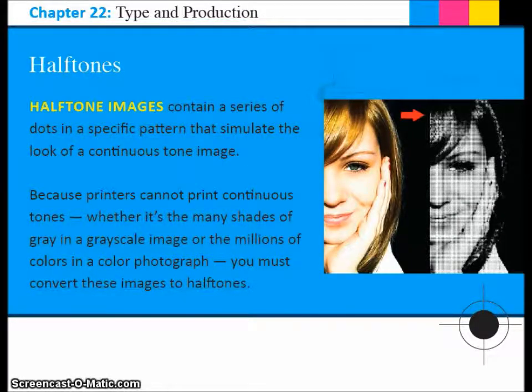A halftone image is a term that's used for converting a photo, an actual photograph, over to being able to be printed. It's called that because it contains a series of dots in a very specific pattern. You can see in the photo there, a color photo has been converted into a black and white halftone for print that simulates the look of a continuous tone. Because the printers can't print continuous tones, whether it's many shades of gray or grayscale or millions of colors, you have to convert them to a halftone so that it converts it to a dot.